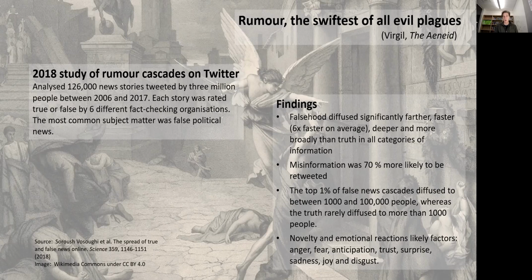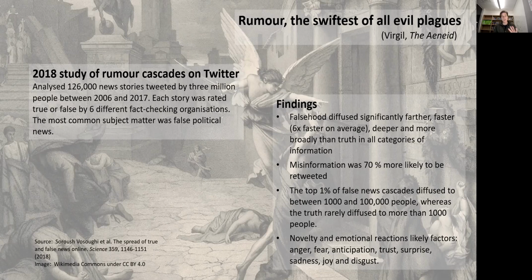Misinformation was 70% more likely to be retweeted on Twitter than true information. The top 1% of the false news cascades diffused to between 1,000 and 100,000 people, whereas the truth rarely diffused to more than 1,000 people. So there's a far greater reach from the false stories.